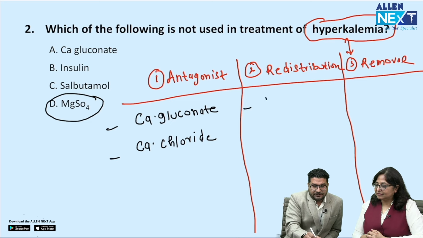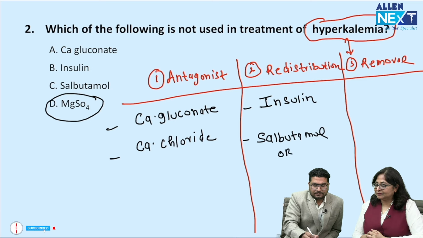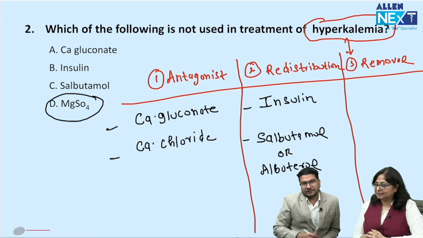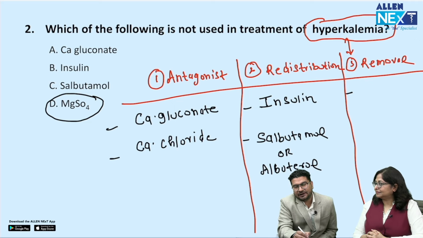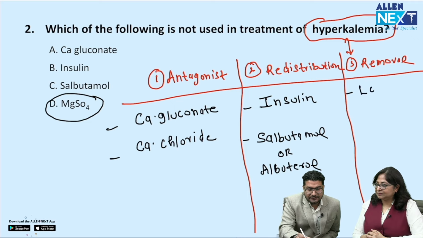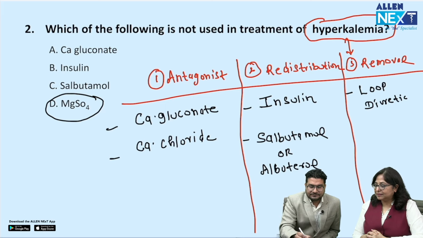In redistribution, we can use insulin and beta agonist drugs like salbutamol or albuterol. In India, we prefer salbutamol. In America, they prefer albuterol. Now, how can we remove this excess potassium? We can give some diuretics. Other than potassium-sparing diuretics, we can use any diuretic, but the diuretic with the fastest action will be a loop diuretic. So you know your favorite injection, Lasix, furosemide, torsemide; these are loop diuretics.